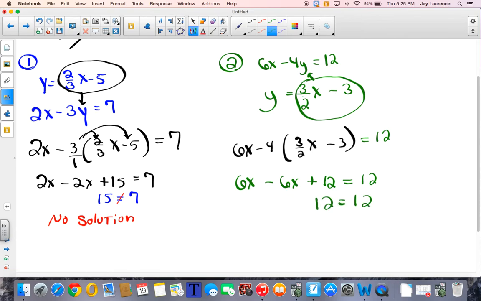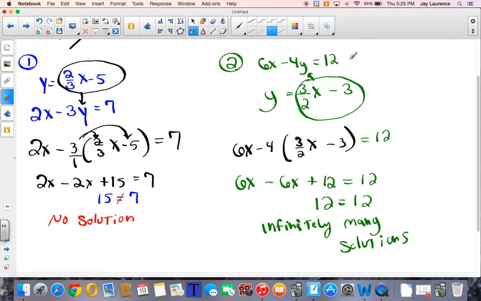Look at that, it's always true. Where do these two lines intersect, Kelsey? Everywhere? Exactamundo. Good job, Kelsey. This has infinitely many solutions. Infinitely many solutions. Yes, it means that they're actually the same equation.